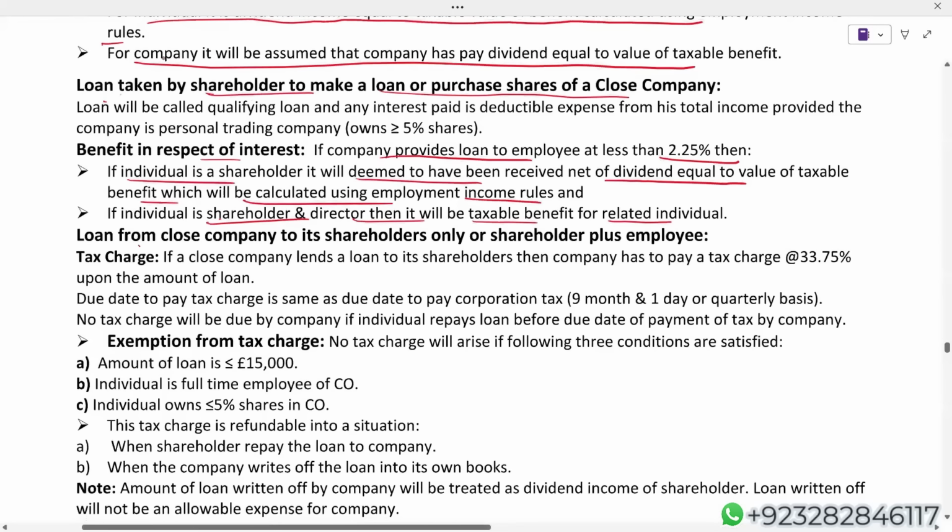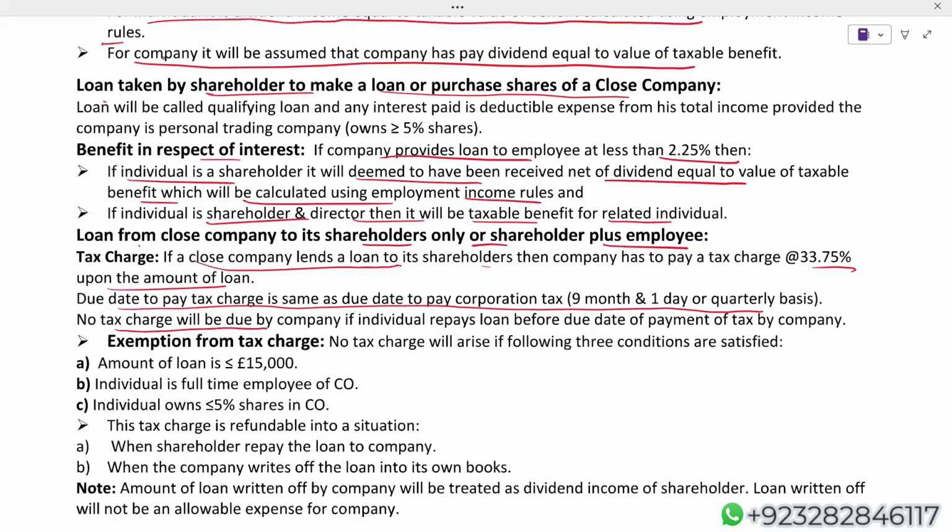Loan from a closed company to its shareholder only, or shareholder plus an employee. Now what is happening? The closed company is giving a loan to the shareholder, or that person could be a shareholder plus an employee. Then what happens? Tax charge. If a closed company lends a loan to its shareholder, then the company has to pay a tax charge of 33.75% on the amount of the loan. The due date to pay the tax charge is the same as the due date to pay corporation tax, for example, 9 months and 1 day, or on a quarterly basis.